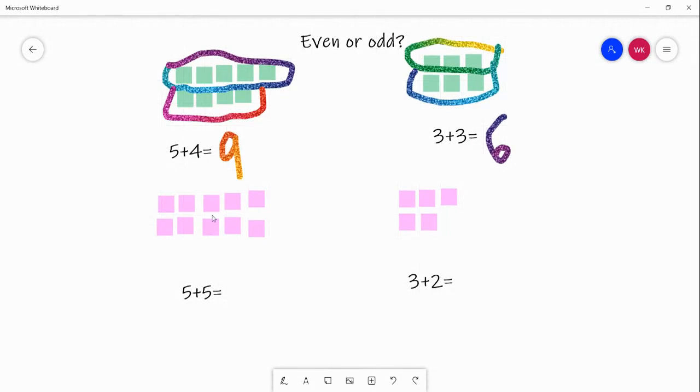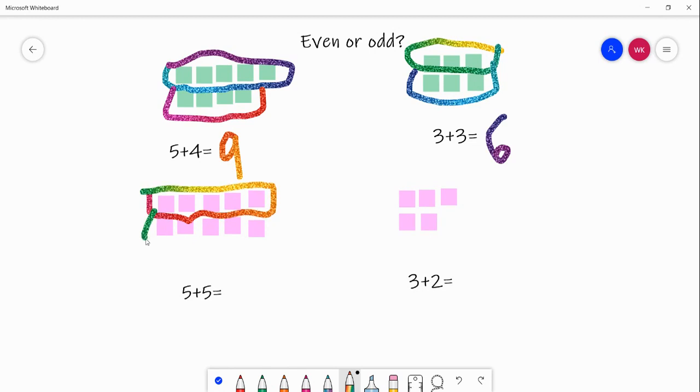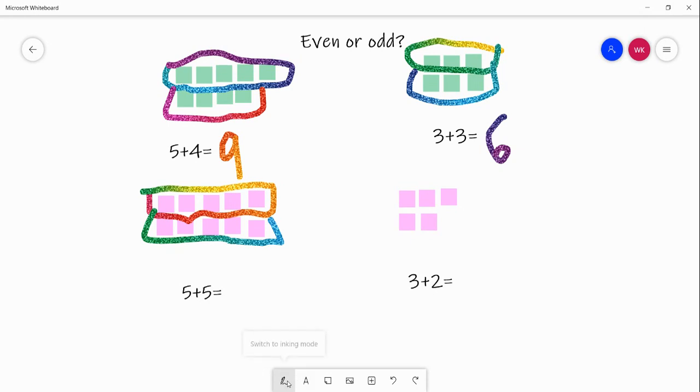Let's do another one. We have 5 plus 5. Again, looking at it, we can see that there are two equal groups right here. There's 5 right here, and there's 5 right here. So we should already know that if there are two equal groups, that number is going to be even, but let's just make sure. So we have 1, 2, 3, 4, 5, 6, 7, 8, 9, 10. So 5 plus 5 equals 10.